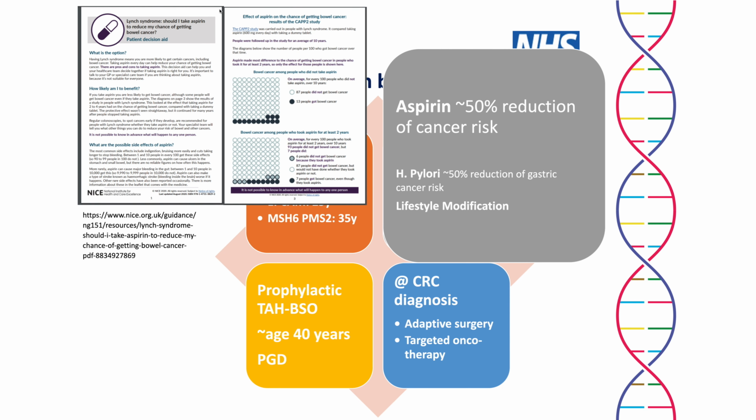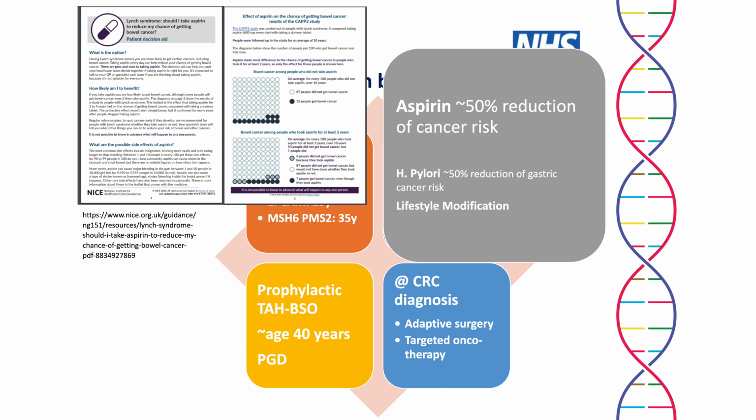Regular low dose aspirin from the ages of 25 to 65. A low dose aspirin is recommended to be taken daily for at least 2 years. This was shown by the CAPP2 randomized controlled trial to reduce the long-term risk of cancer in individuals with Lynch syndrome by up to 50%.